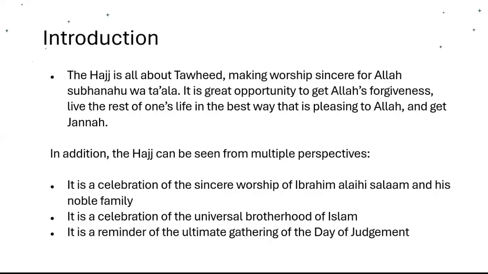In addition, also, the Hajj can be seen from multiple perspectives. It's a celebration of the sincere worship of Ibrahim alayhi salam and his noble family. It's a celebration of the universal brotherhood of Islam. It's a reminder of the ultimate gathering on the Day of Judgment. There is no other gathering that is similar to the Day of Judgment than this one. So it's a good reminder that one day we'll all be gathered again in front of our Creator. May Allah help us on that day to come Kalbin Salim, with a pure heart and sincere deeds and proper Tawheed.